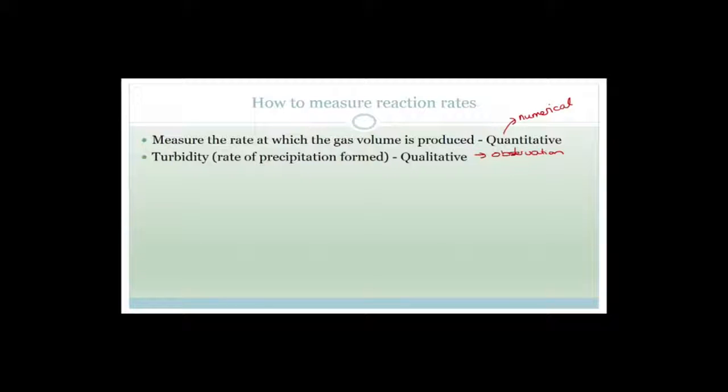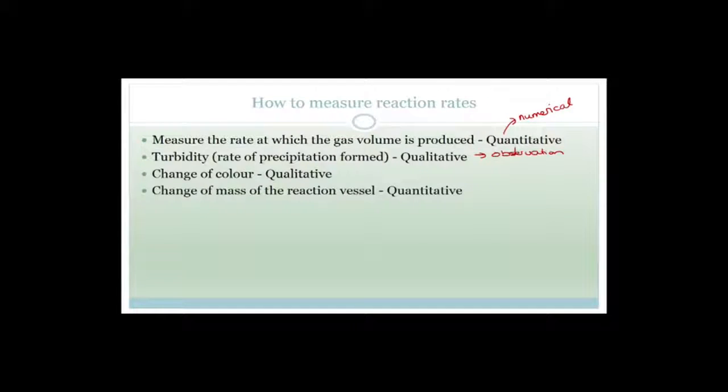When I'm looking at the rate of precipitation formed and I say, okay, it took me about 3 minutes for this precipitation to form, that doesn't really help me. And I'll show you a video that explains what the problem is with that, okay? So turbidity is a fancy word for rate of precipitation formed, okay? Another thing is the change of color, which again is qualitative. And then there's the change of mass of the reaction vessel, which is quantitative. So quantitative means we can put a number on it, and qualitative is observation. It's always we look at it and we can see the change.